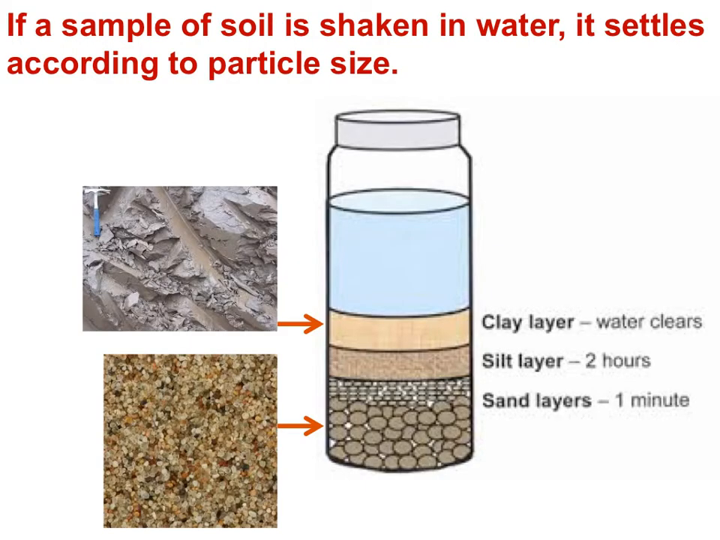If a sample of soil is shaken in water, it settles according to particle size. Sand, the largest particles, settle to the bottom first, then silt, and then clay. And you can see the appearance of sand and clay.